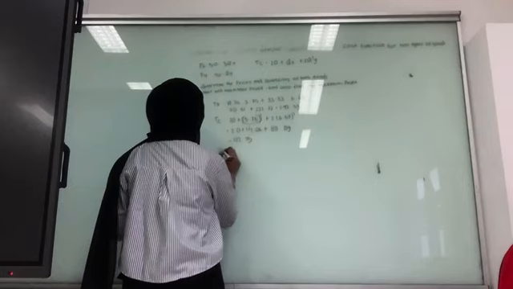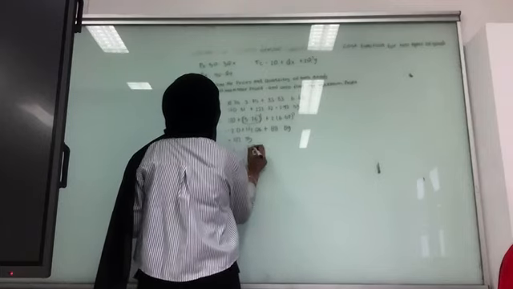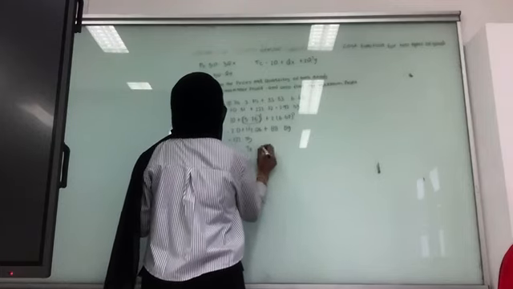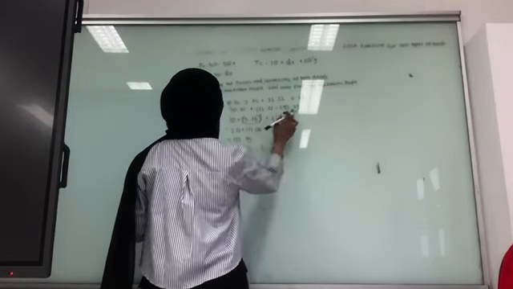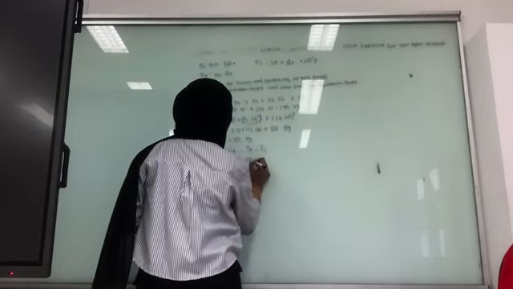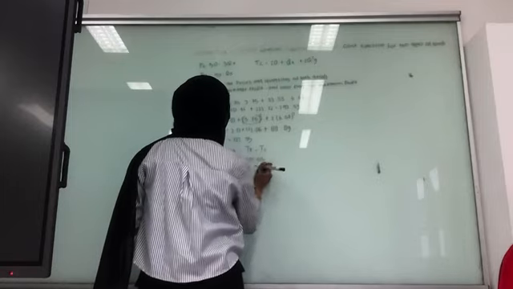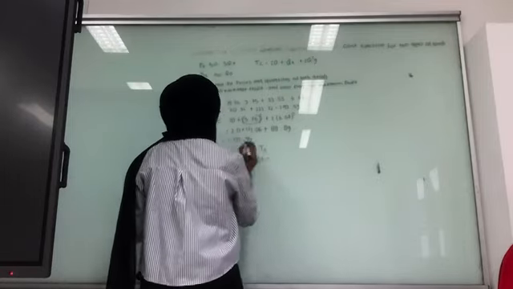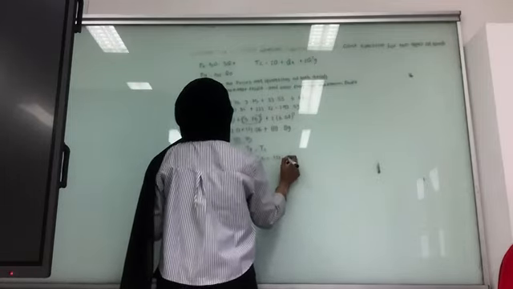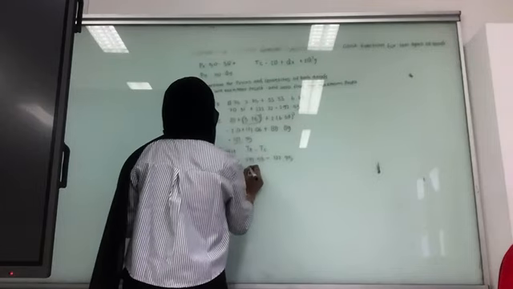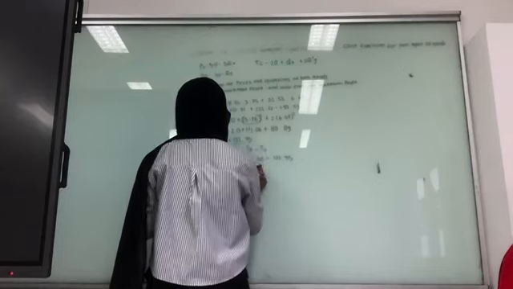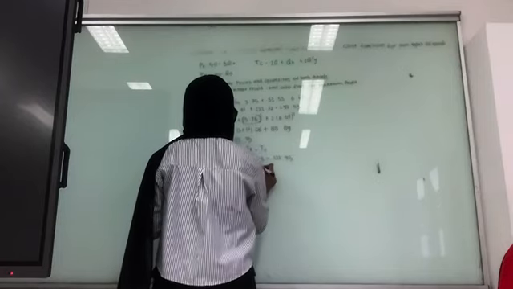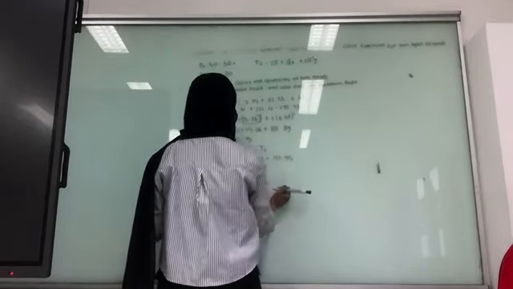Okay, next is the profit. The total revenue minus total cost is 292.53 minus 122.95 is 169.58.